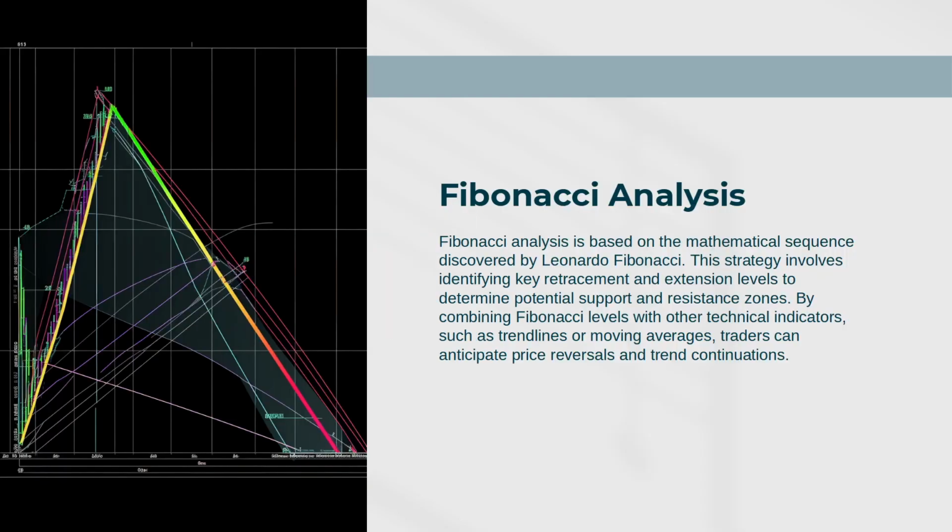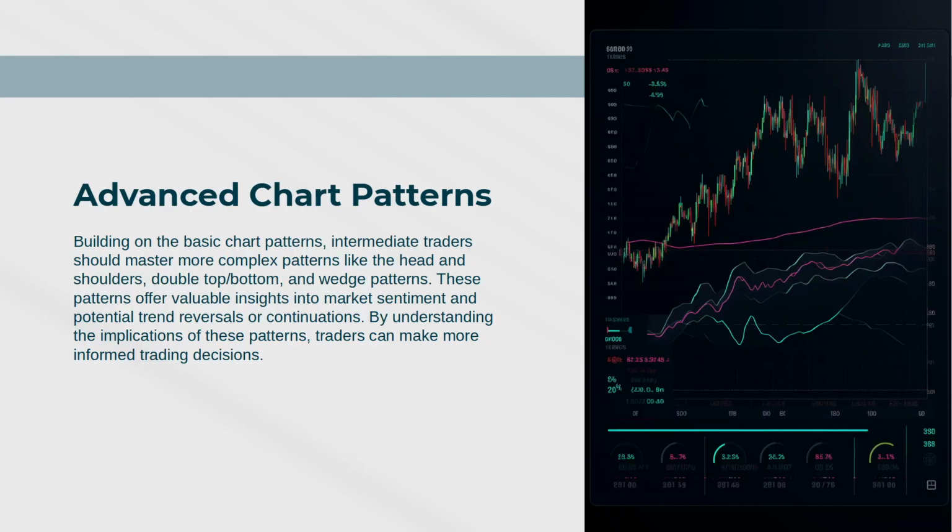Fibonacci Analysis. Fibonacci analysis is based on the mathematical sequence discovered by Leonardo Fibonacci. This strategy involves identifying key retracement and extension levels to determine potential support and resistance zones. By combining Fibonacci levels with other technical indicators, such as trend lines or moving averages, traders can anticipate price reversals and trend continuations.